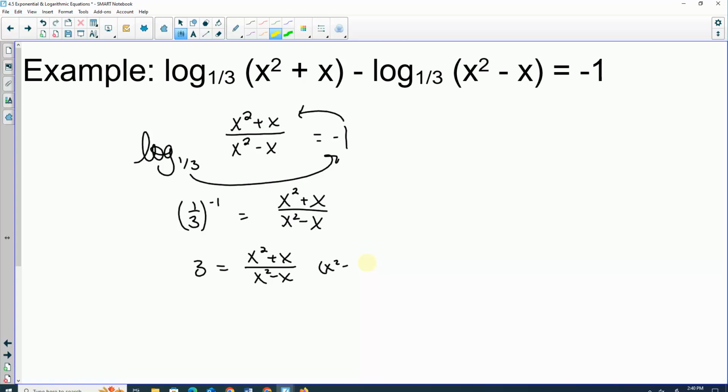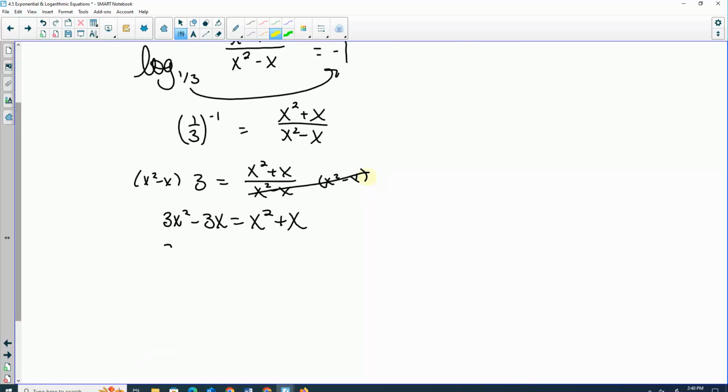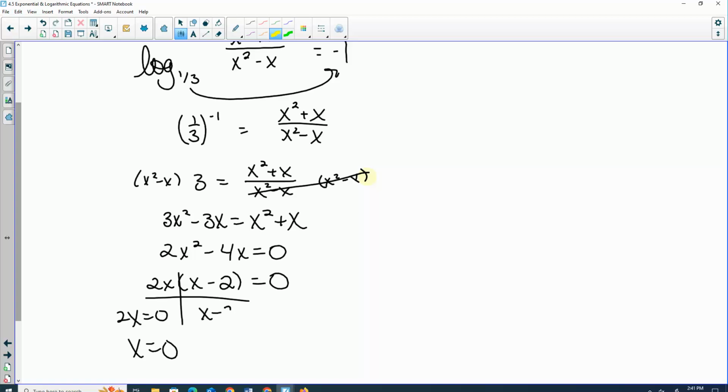So then we can multiply over the denominator. So we get 3x squared minus 3x equals x squared plus x. Set it equal to 0. So if I subtract over my x squared, subtract my x, all right, what can we factor out?